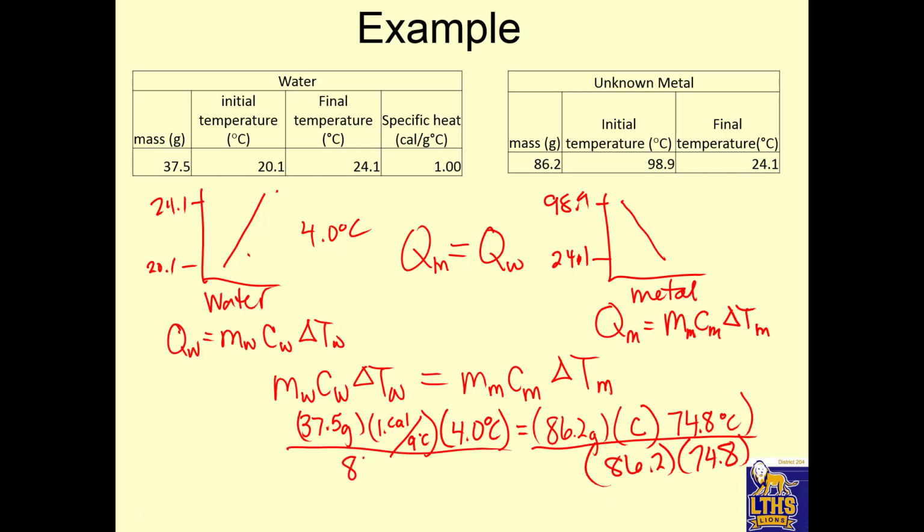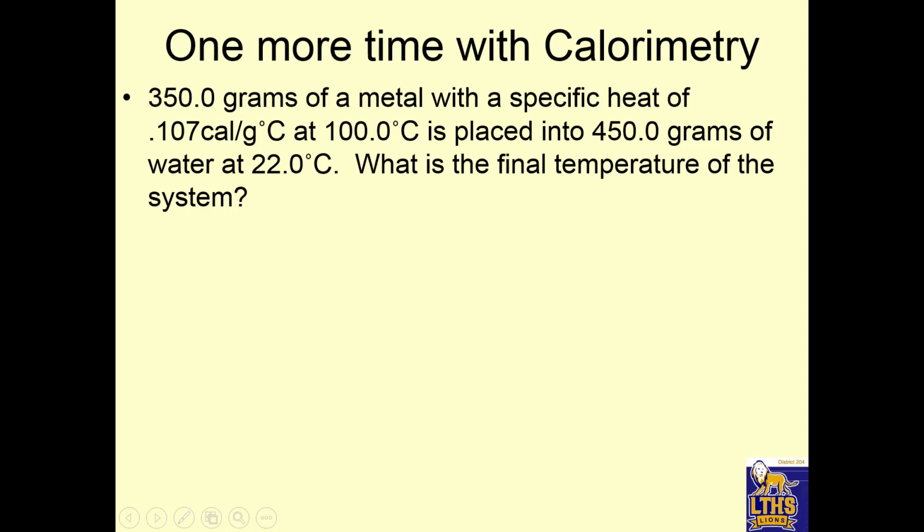So now all we have to do is divide by 86.2 and 74.8 on that side, and then divide 86.2 and 74.8 on this side. That's grams, that's degrees Celsius. Goodbye. The only units left are the calories per gram degrees Celsius. That's going to be C. And then we do the math on that, we get 0.023. So specific heat of the metal is 0.023. Yay, calorimetry.